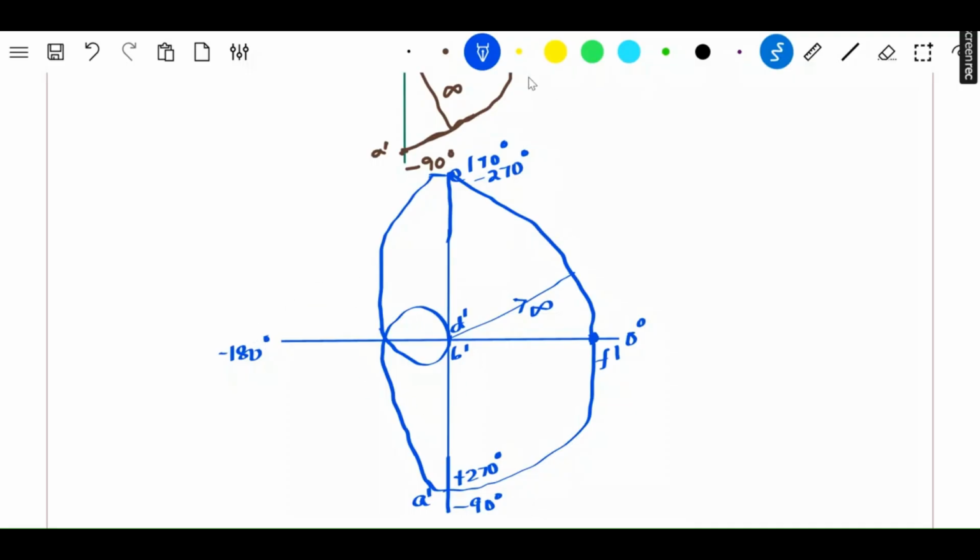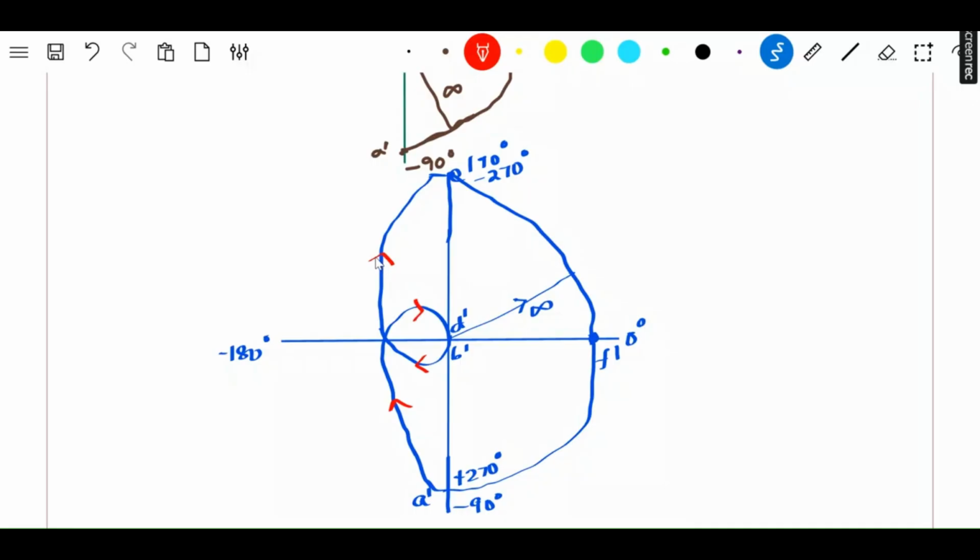Now let me write the direction, which is very important. Now we have A dash to B dash. The direction is in this way. And we had B dash to, so this is the direction. And B dash to E dash is this direction.